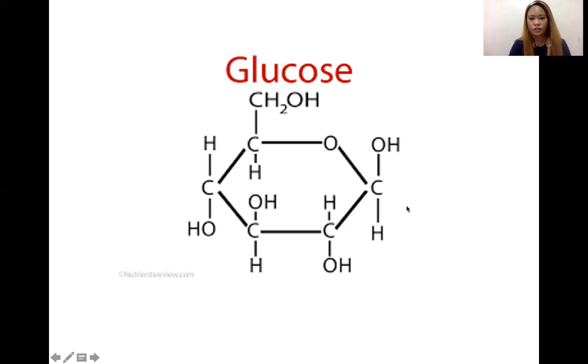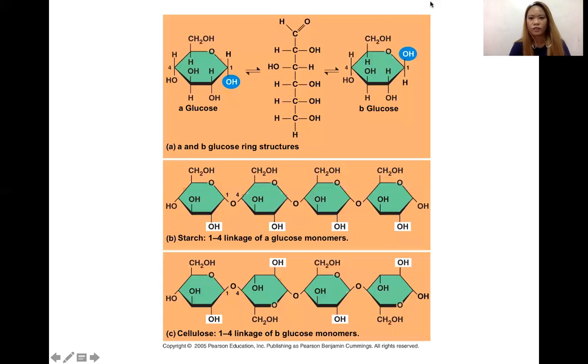Okay, so let's go back here. This is what I'm talking about. In your starch, the glycosidic bond is formed between alpha 1, 4. So this is carbon 1 and this is carbon 4. Now we are forming the alpha 1, 4 glycosidic bond here. For starch, if you will notice, all of the glycosidic bonds are formed downward. It means that it is an alpha 1, 4 linkage, and this is commonly found when it comes to starch.